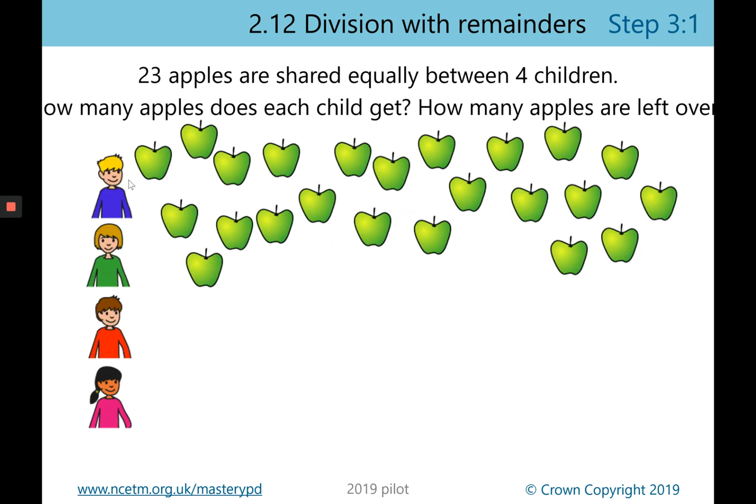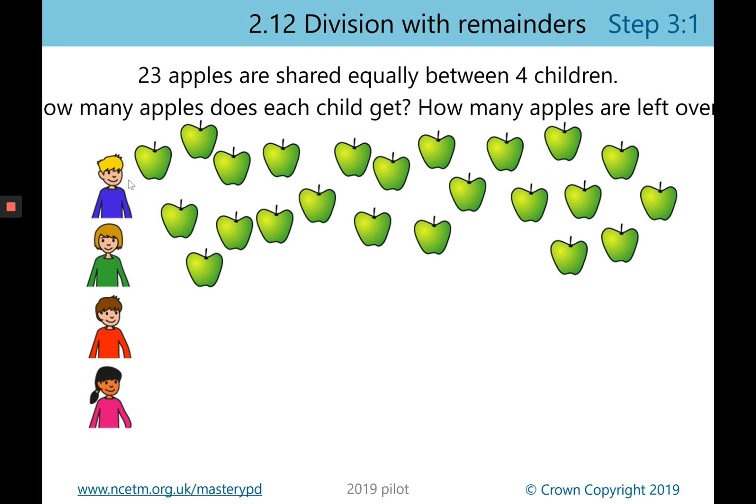Let's move on to some actual word problems, because this is when it gets quite fun, I always think. And this is what the Power Maths book will start moving on to, because it will get you to do some word problems. So 23 apples are shared equally between 4 children. How many apples does each child get? How many apples are left over? Can you work that out?